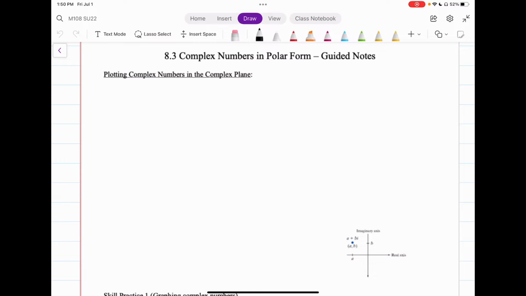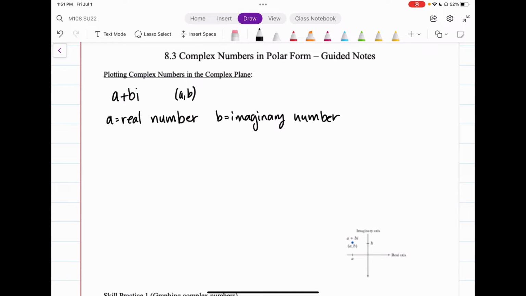Complex numbers are written in the form a plus bi, where a is the real number component and b is the imaginary number component. The real axis is horizontal, and that represents the real component, and the imaginary axis is the vertical axis, which represents the imaginary part. The real and the imaginary axis together make the complex plane. You can write your complex number as an ordered pair, where A is the real part and B is the imaginary part. And you graph it just like you would an XY ordered pair.